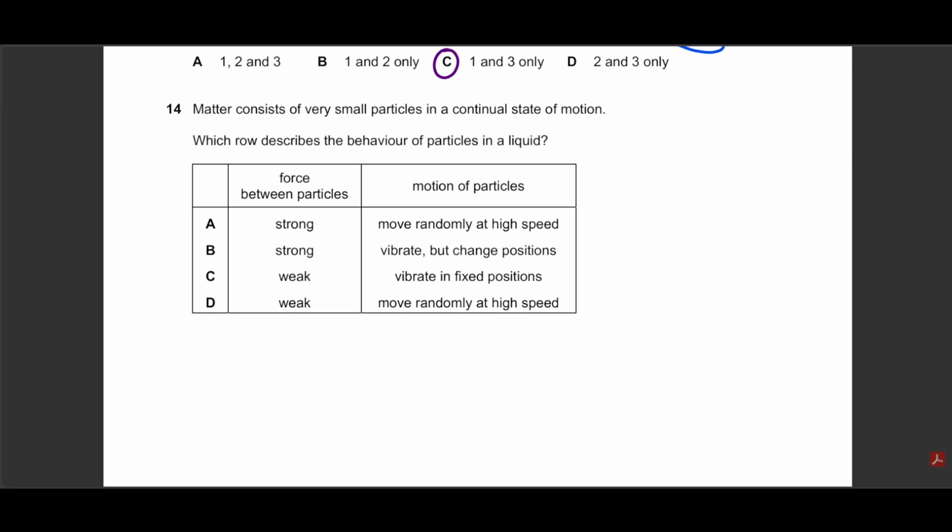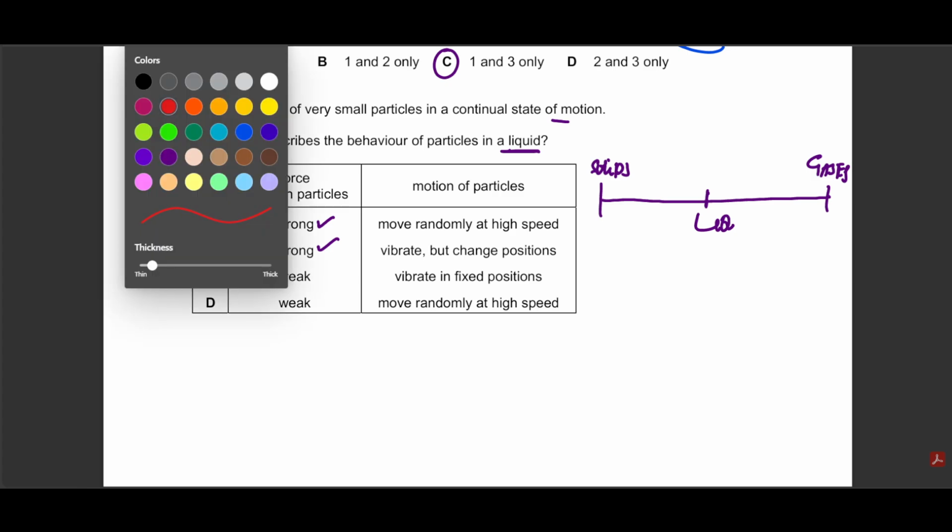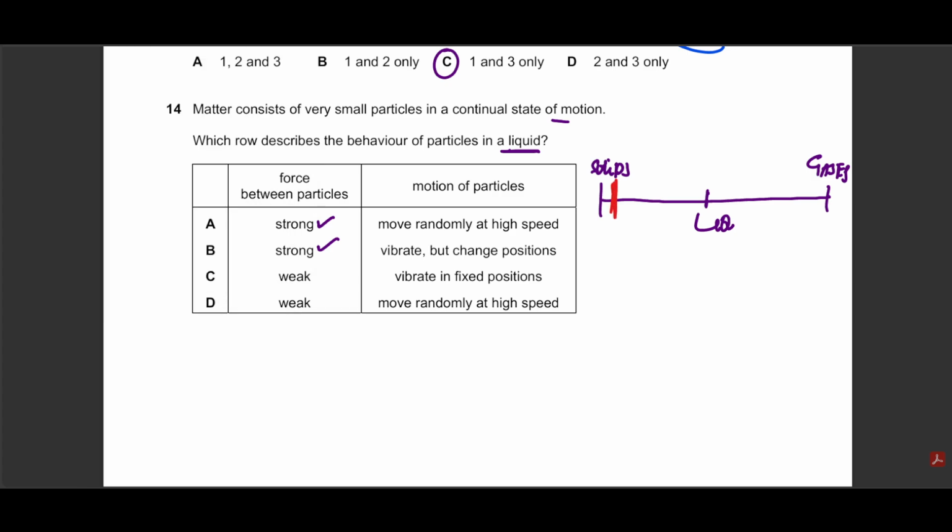Question 14. Matter consists of very small particles in continuous state of motion. We understand that. We should describe the behavior of liquids. Now he's going to be emphasizing liquid because this is the most confusing. Forces of attraction in a liquid are very strong. If we draw a spectrum from solids to gases, we generally believe, again a misconception, that liquids may be somewhere in the center, but that's not the case.